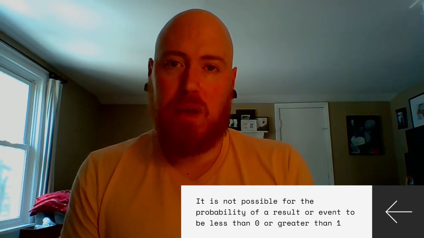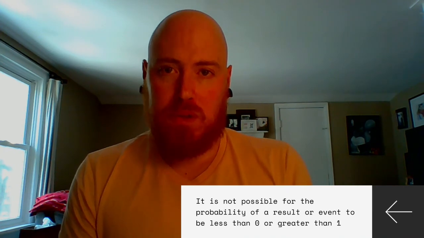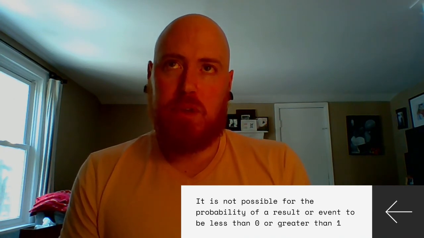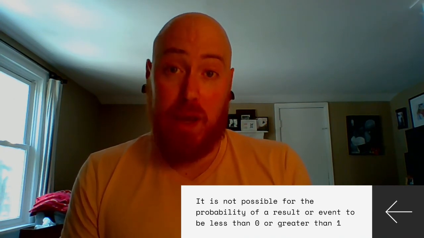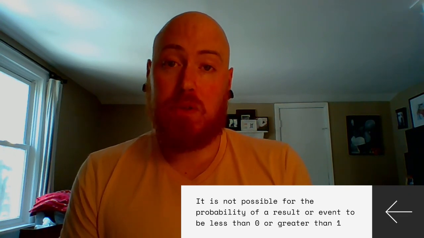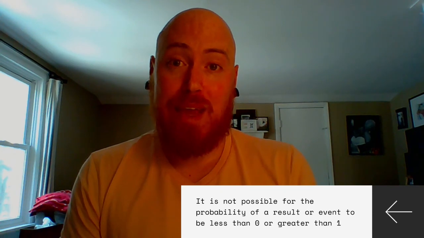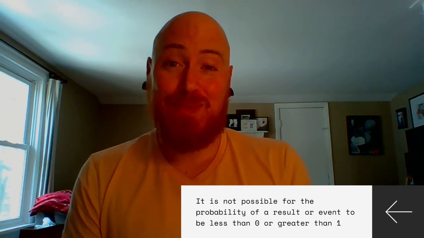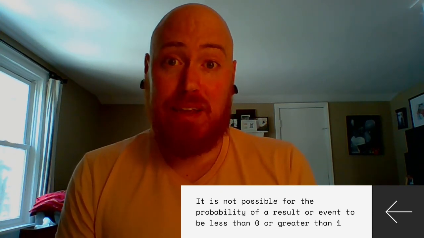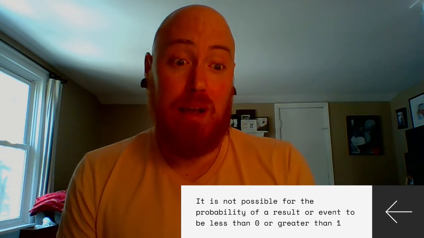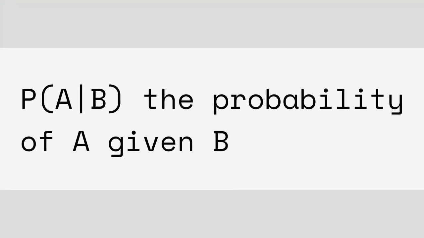We're talking about the chance of events or results occurring. So the chance of an event occurring cannot be greater than 1, and it also cannot be lower than 0. So 0 means impossible, and you can't have anything lower than impossible, and 1 means necessary, and you can't have anything greater than necessary.